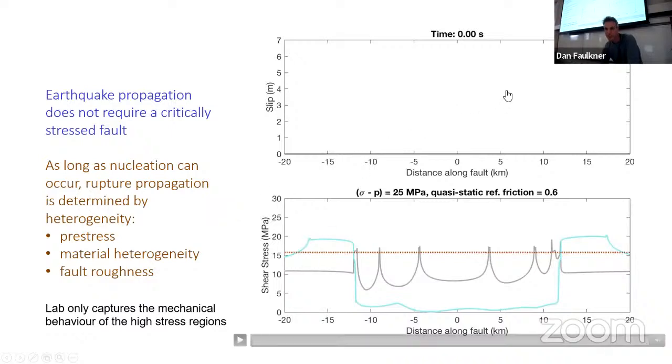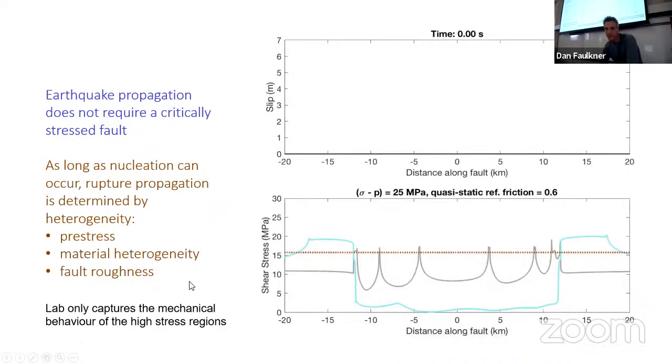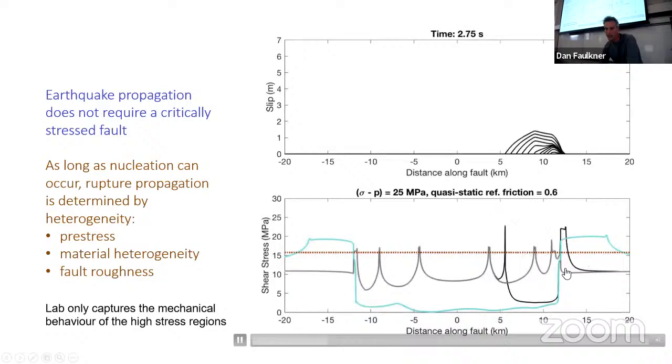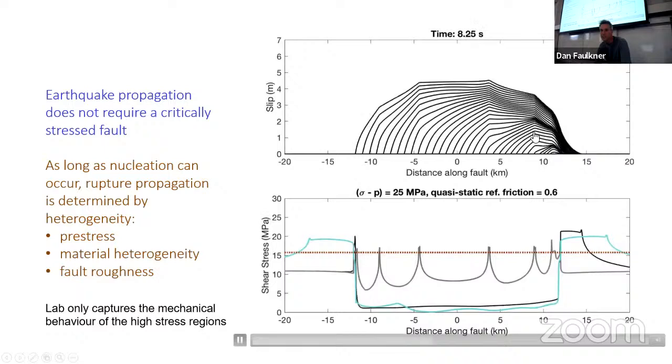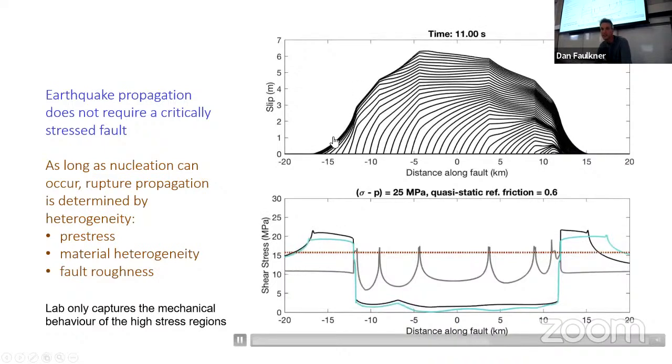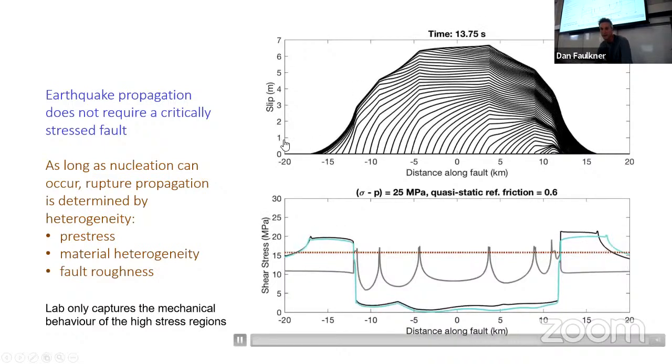Okay, so we're going to have a look at the video of that last event now as well, which nucleates on the right-hand side and then propagates right the way across. And we can see the growth of this earthquake event, this big model spanning event, in terms of slip on the top panel.